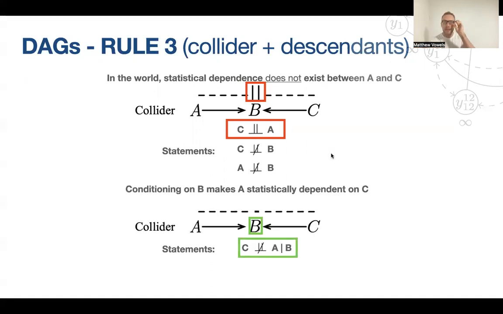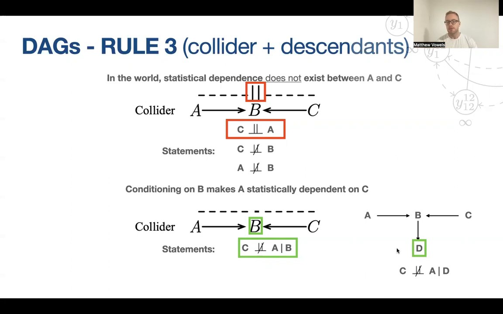And then the other weird thing that happens with a collider is that if you do condition on the middle variable, if you condition on B, all of a sudden we induce dependence between C and A. So now the statement is C is not independent of A given B, which was the reverse situation to what we had with rules 1 and 2. So this is the core thing to remember: when you have a collider structure, the path is already blocked. The statistical flow of information already stops at B. But if you condition on B, then you induce statistical dependence between A and C. And I think this is also referred to as explaining away.